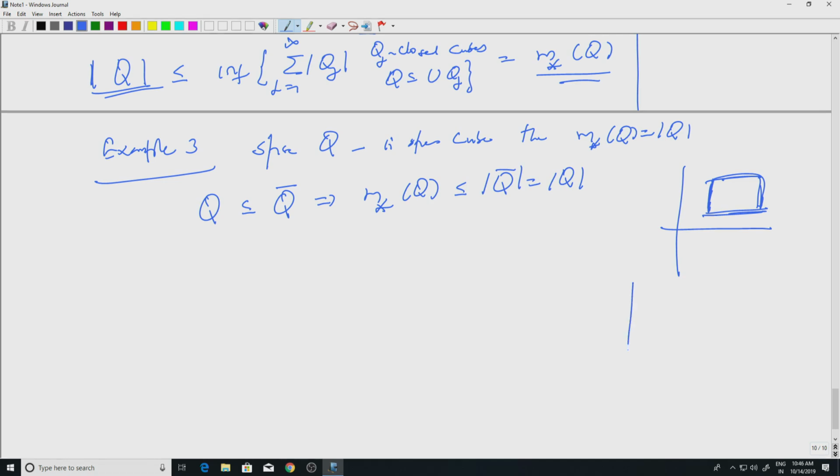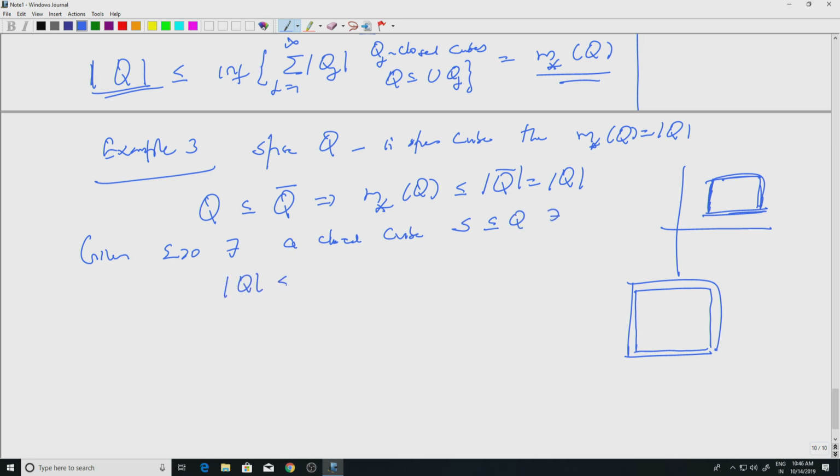And for any open cube I can approximate it by small closed cubes inside it, right. So, one more line, given epsilon positive, there exists a closed cube S contained in Q such that mod Q is less than or equal to mod S plus epsilon. Okay. Put together these two. So, I will let you complete. This will imply that m star of Q is equal to mod Q.